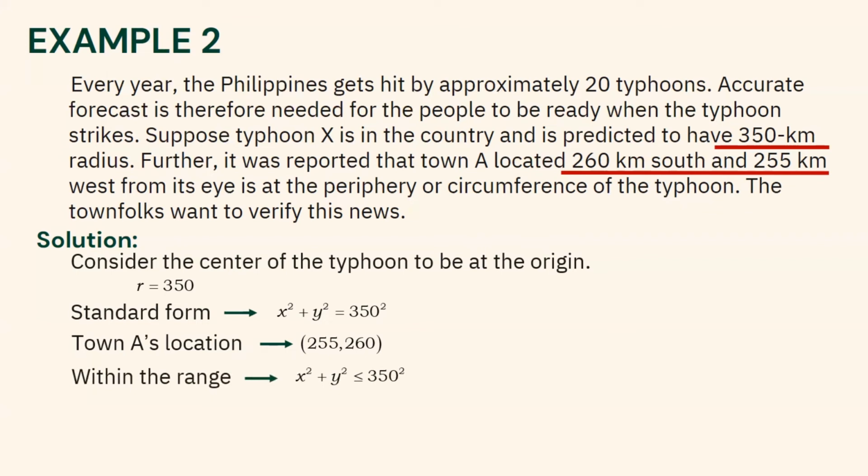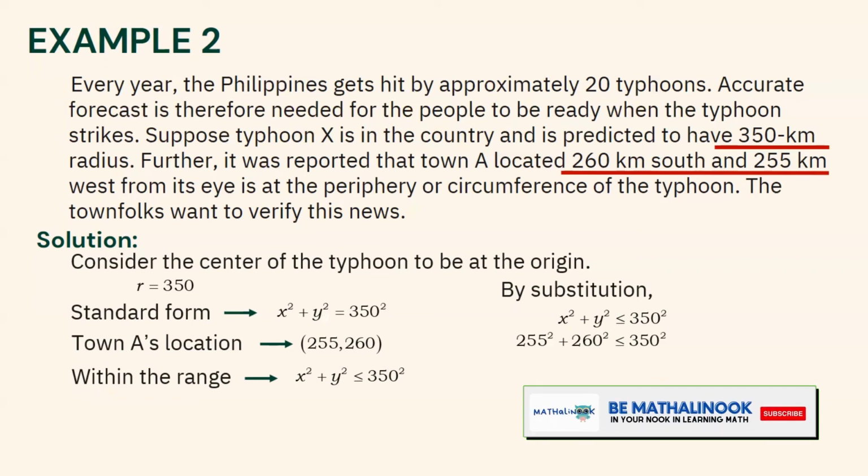To determine if Town A is at the periphery or circumference of the typhoon, we need to show that the point (255, 260) will satisfy the inequality x squared plus y squared is less than or equal to 350 squared. By substitution, we will have 255 squared plus 260 squared is less than or equal to 350 squared.